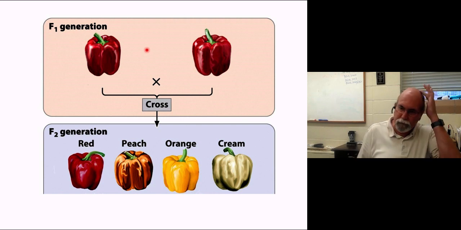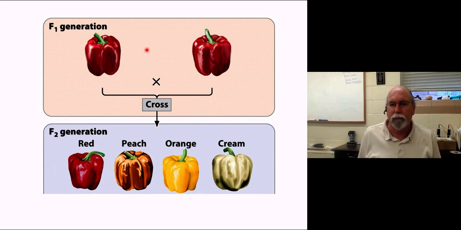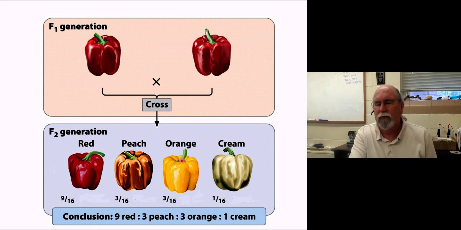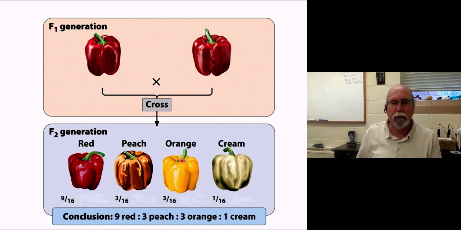Of course, we don't know much at all until we look at the ratios. The ratios look something like this: 9/16 of them are red, 3/16 are peach, 3/16 are orange, and 1/16 is cream. A 9-3-3-1 ratio. But that's Mendelian in the sense that a 9-3-3-1 is one you've probably learned as the primary ratio for a dihybrid cross, where both traits show dominant and recessive phenotypes.